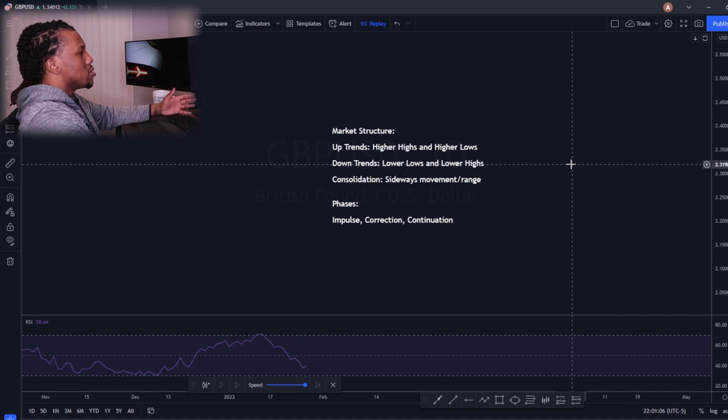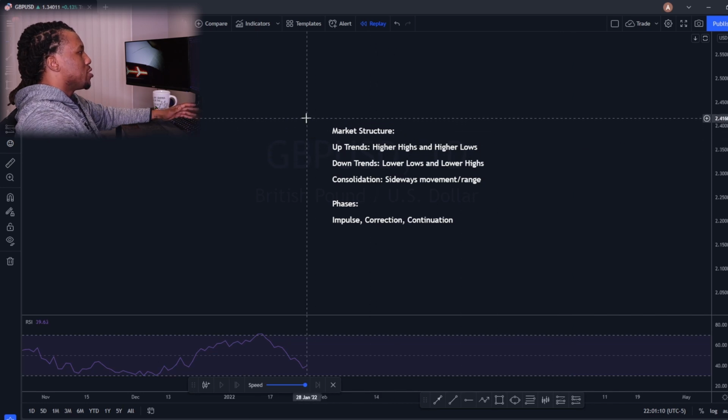Okay, so let's look at what market structure is. With market structure, first of all, it is what allows us as retail traders to understand whether or not we are in an uptrend, downtrend, when to place a buy and also to exit a trade, right? I'm not gonna cover essentially entries or exit points. I'm merely gonna focus on the different trends in the market in terms of structure and the phases as well.